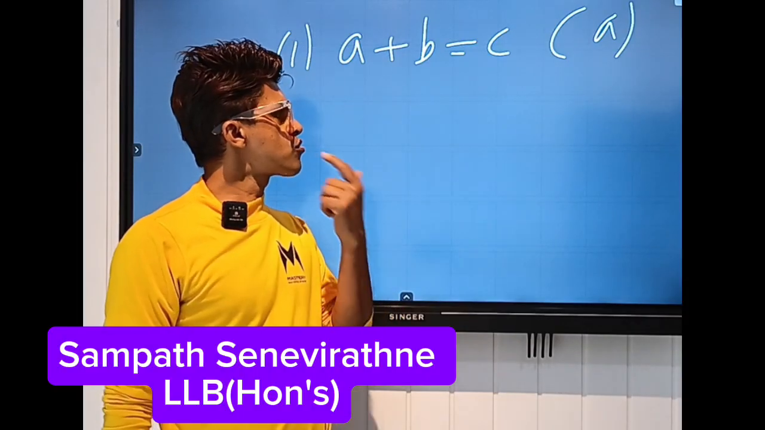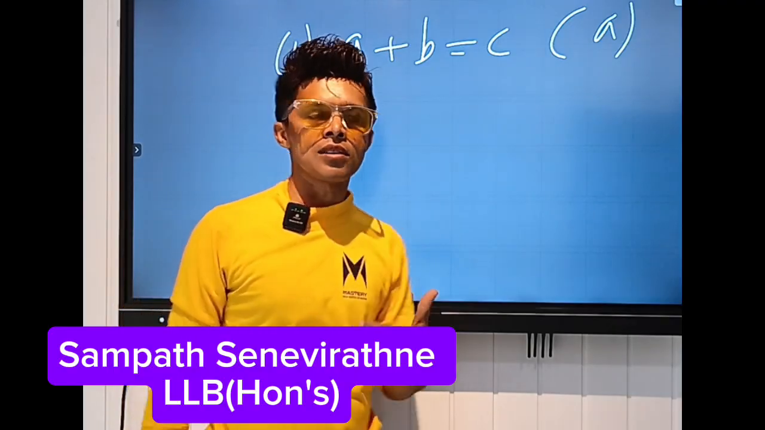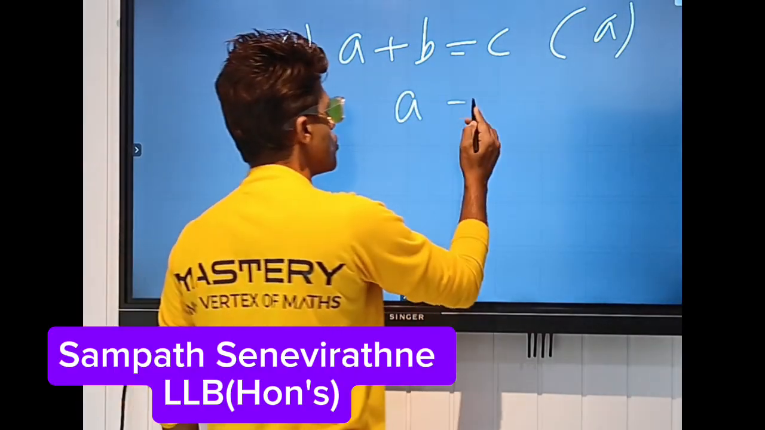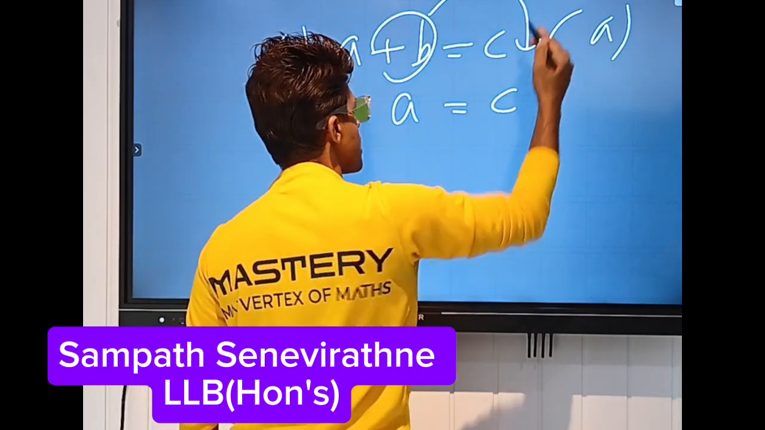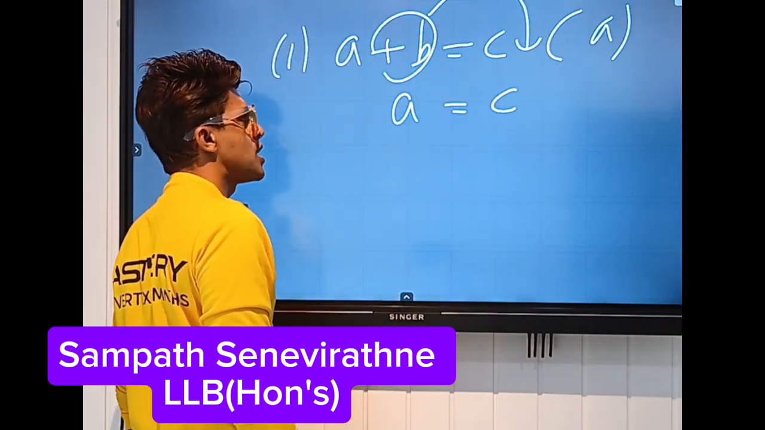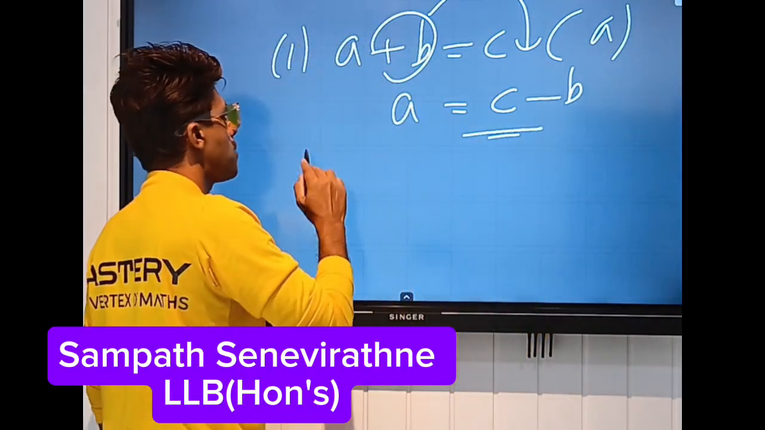A is the subject of this formula, which can be written as A equals C. This plus B is brought to this side, and then this plus B becomes minus B. Therefore, A equals C minus B.